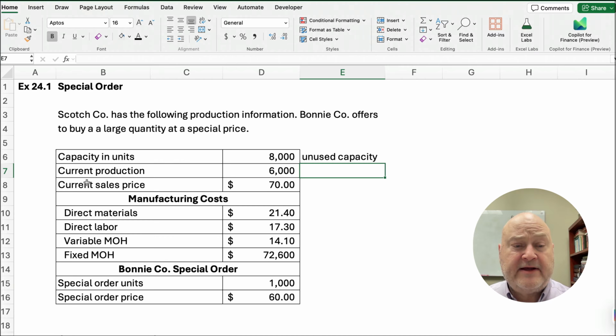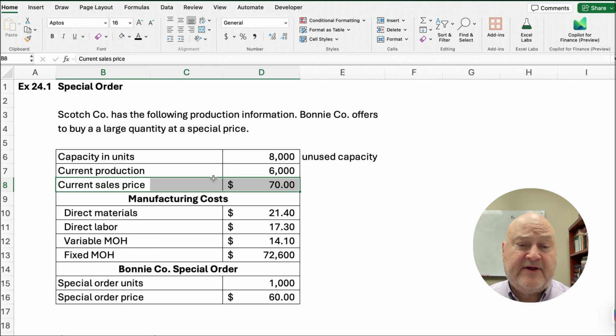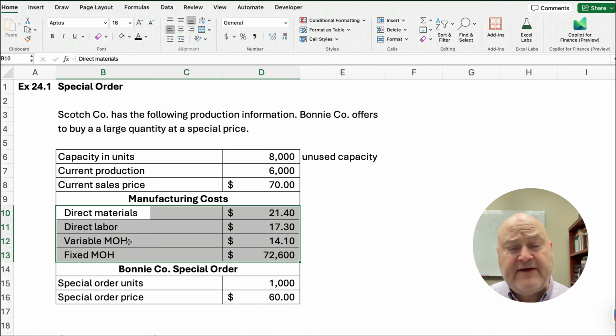So right now we're selling our 6,000 items at $70 each. Now here is our manufacturing cost. Remember we have materials, labor, and overhead. Materials is variable. Labor, variable. Overhead has a variable component right here and has a fixed component here, so $72,600.